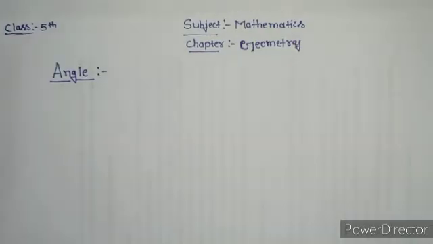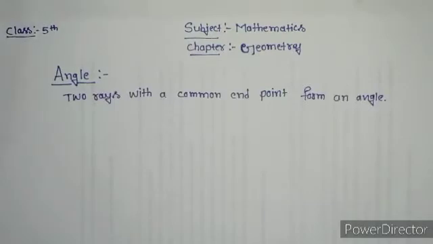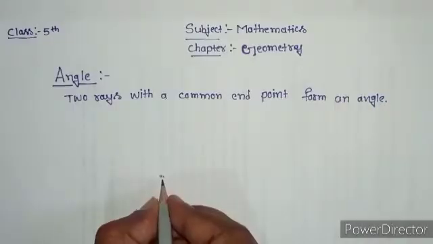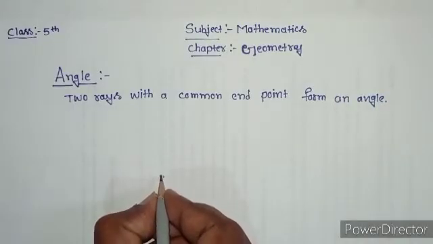What is an angle? Two rays with a common endpoint form an angle. We already know what a ray is. A ray is a part of a line. It has one endpoint and goes endlessly, or infinitely, in the other direction. And a line is a collection of points extended endlessly, or infinitely, in both directions along a straight path only.